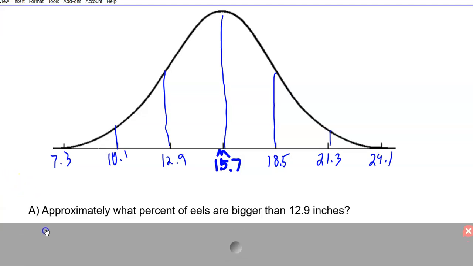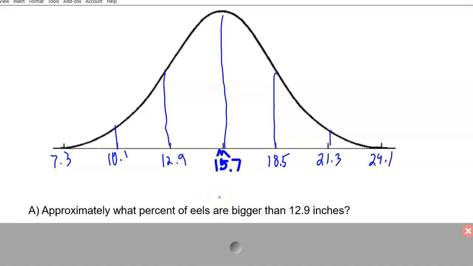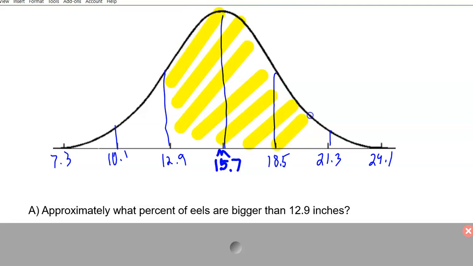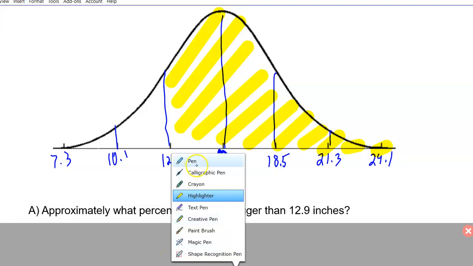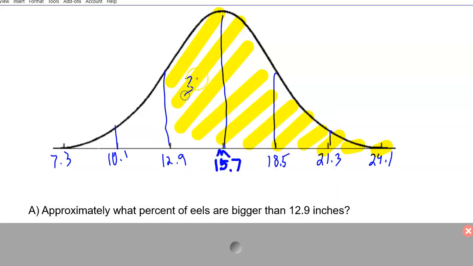So the first question says, approximately what percent of eels are bigger than 12.9? So let me shade that. So we say 12.9. I need this shaded area here, right? So I need all of that. There are different ways of doing this. I'll show you how I might think through this, and you can definitely think through this differently and still be correct here. So I think about this as, this was 34% of the data right there.